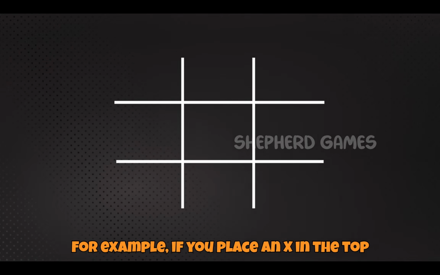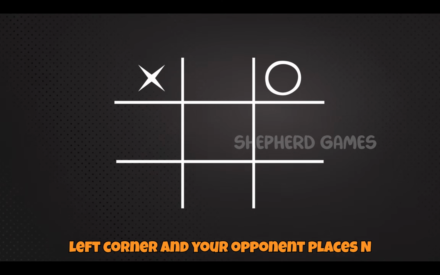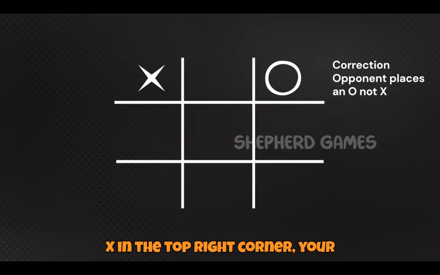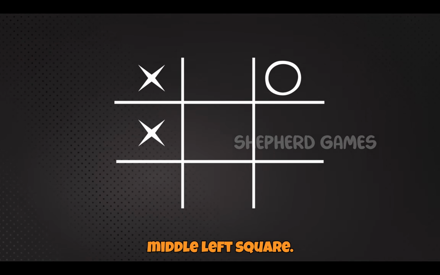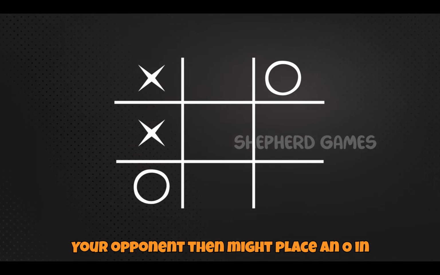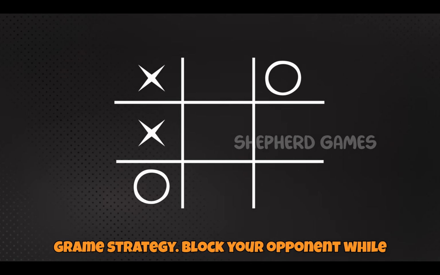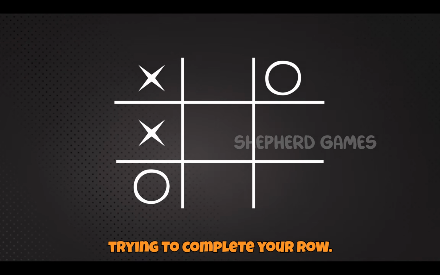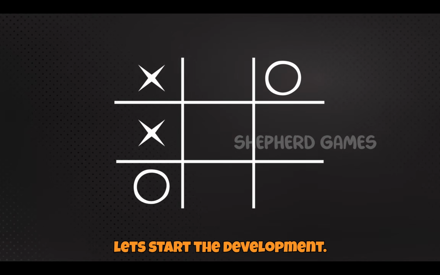For example, if you place an X in the top left corner and your opponent places an X in the top right corner, your move could be placing an X in the middle left square. Your opponent then might place an O in the bottom left to block you. It's a game of strategy. Block your opponent while trying to complete your row. Now that you understand the game logic, let's start the development.